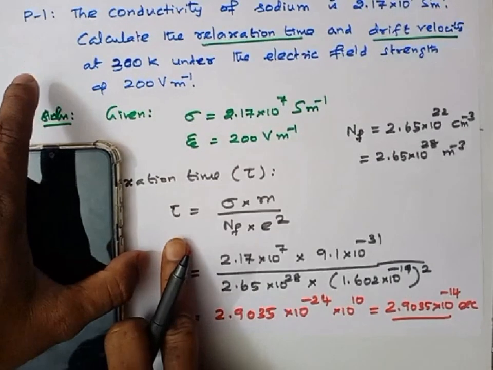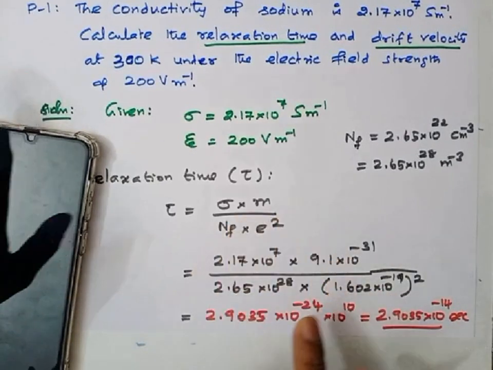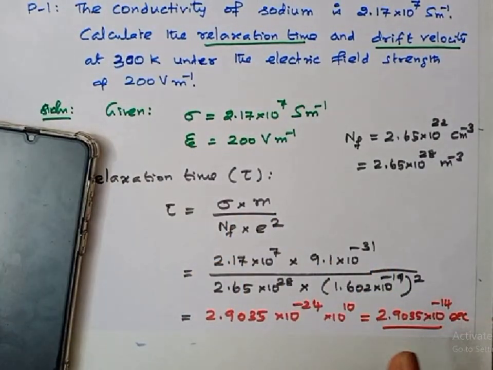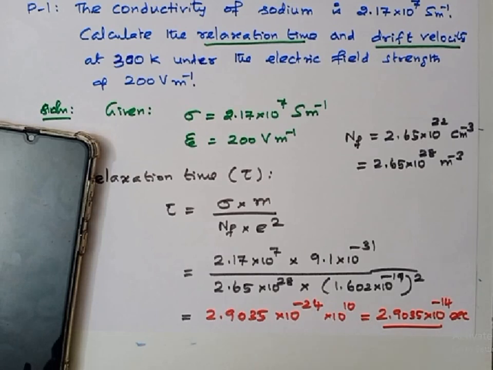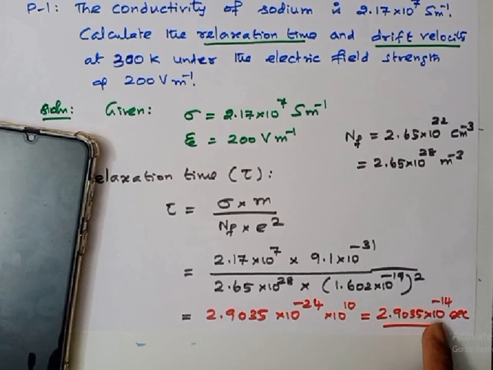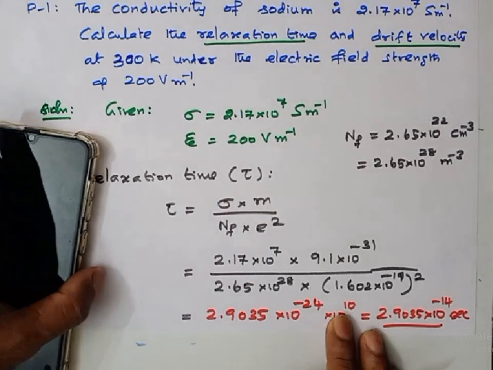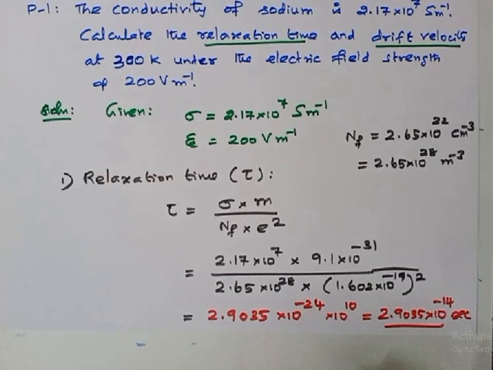We are calculating relaxation time. Since we are substituting all the values in SI unit, we will get directly in second unit. Okay, so relaxation time is 2.9035 into 10 power minus 14 seconds for this given data. Clear? Now, how to calculate the drift velocity? Yes, let me do it in the next page.